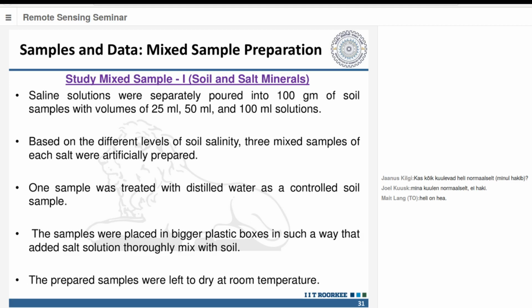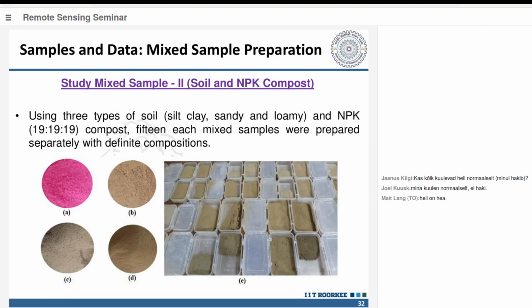Saline solutions were separately poured into 100 grams of soil samples in volumes of 25 milliliters, 50 milliliters, and 100 milliliters. Based on the different levels of soil salinity, 3 mixed samples of each salt were artificially prepared. One sample was treated with distilled water as a control soil sample. The samples were placed in bigger plastic boxes in such a way that the added salt solution was thoroughly mixed with the soil. The prepared samples were left to dry at room temperature.